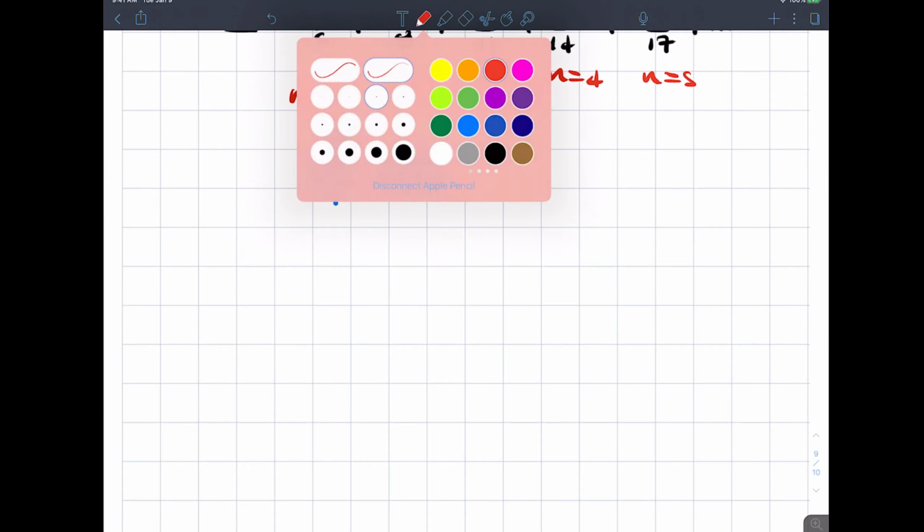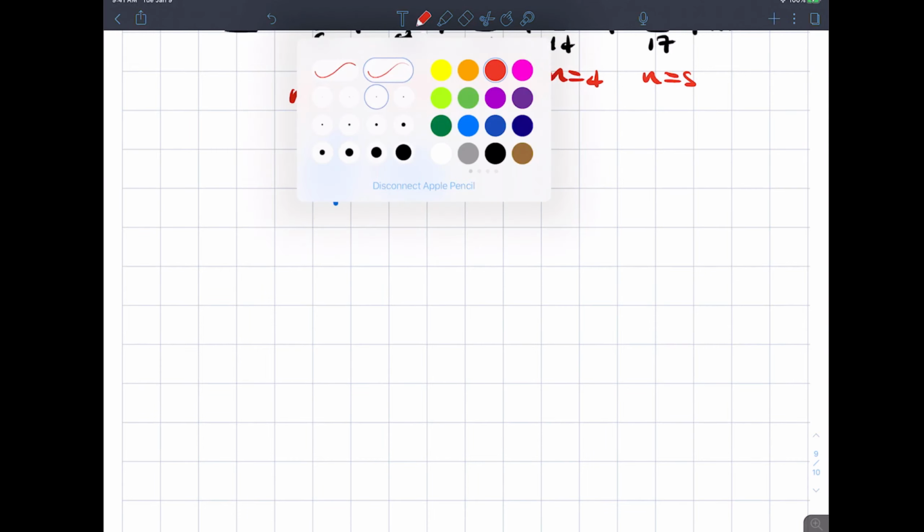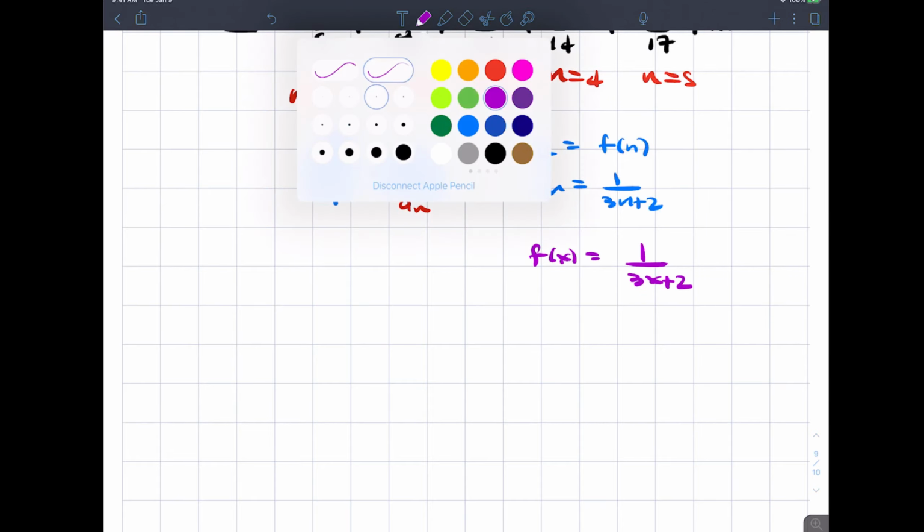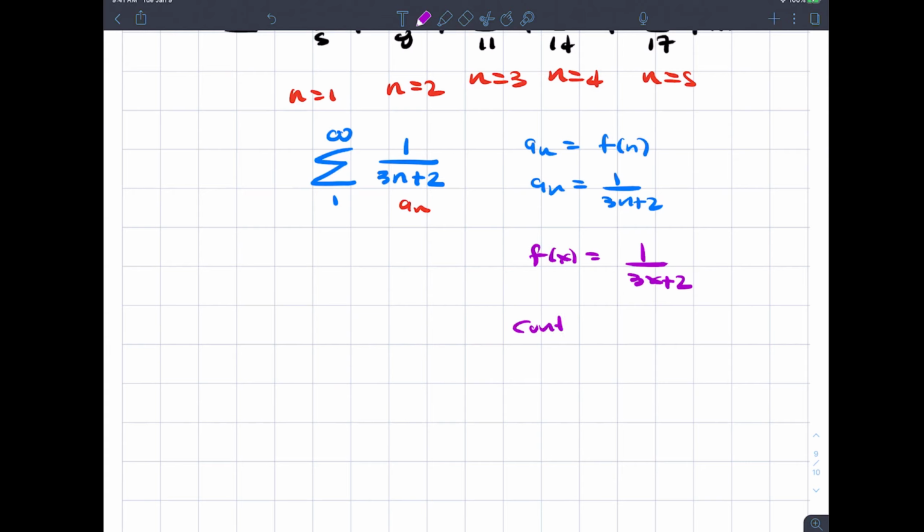You're going to let a_n be, again, f of n, or a_n is 1 over 3n plus 2. You're going to use f of x equals 1 over 3x plus 2. Now, this function is continuous, it's positive, and it's decreasing all over the interval from 1 to infinity. So you get to use the integral test.